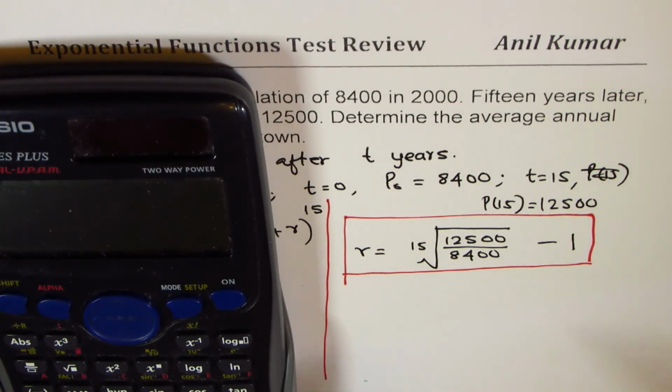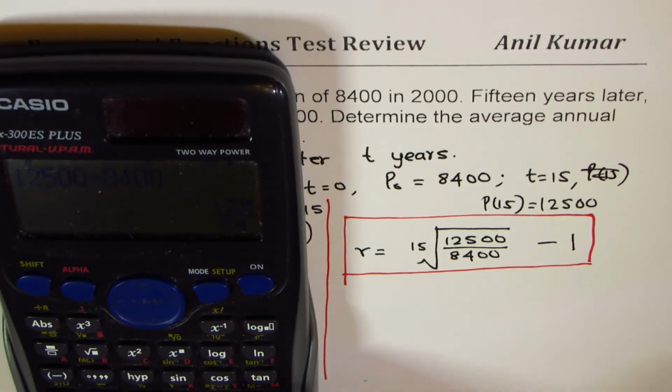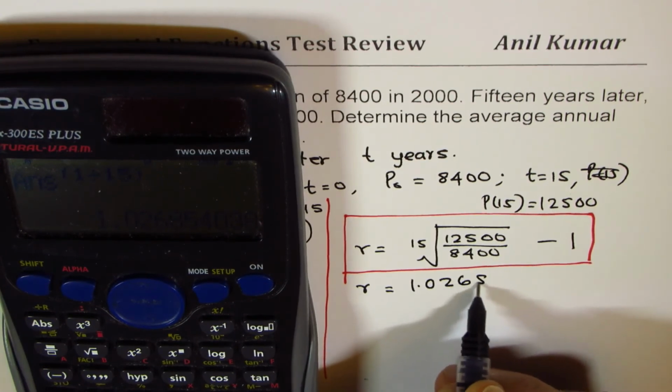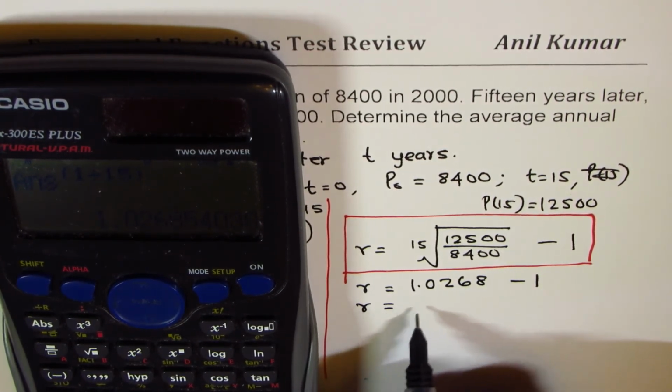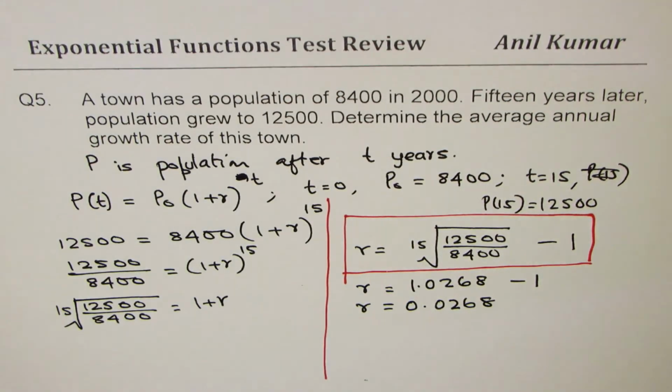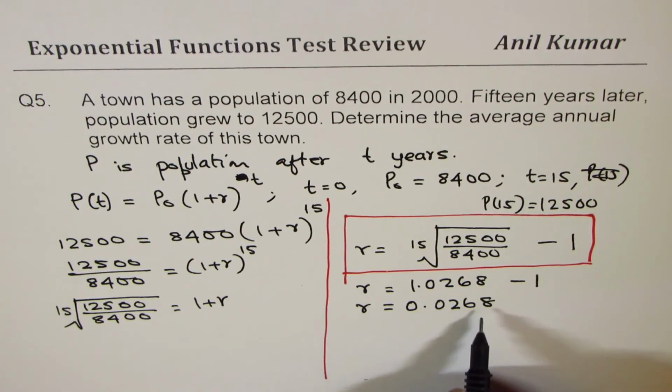So we are looking for the 15th root of this. So let's do 12500 divided by 8400 equals. And now we'll do the power of this. Whatever we get, we'll raise it to the power of 1 over 15, so divide 1 by 15 in the exponent, and we get the value, which is 1.0268, minus 1. So we get r as 0.0268, correct? So that is the growth rate in decimal values.